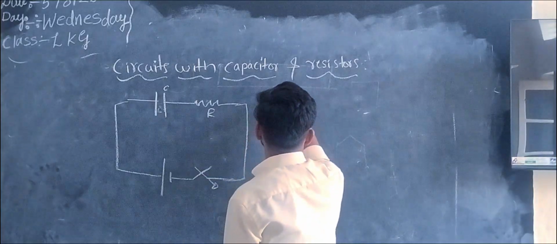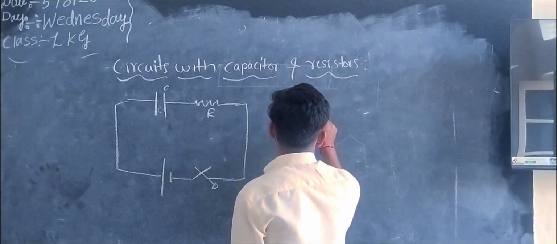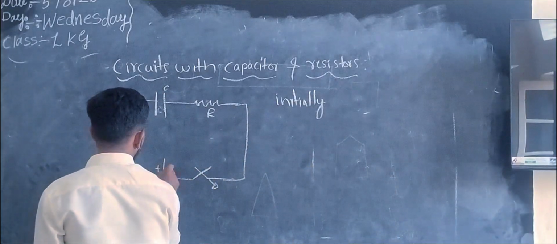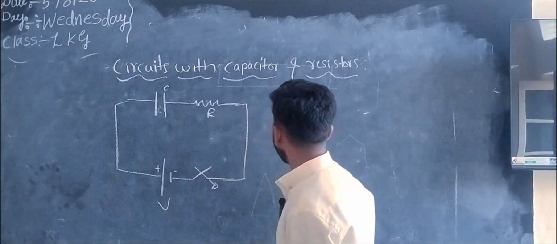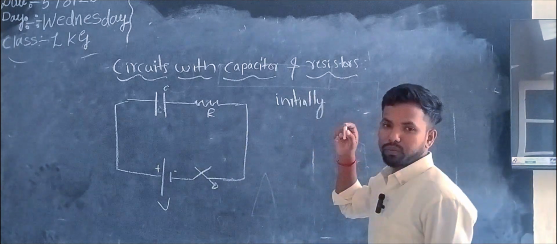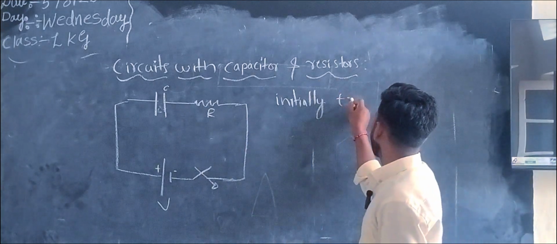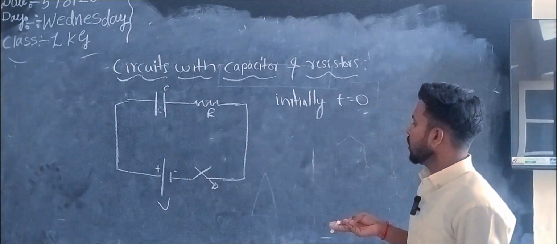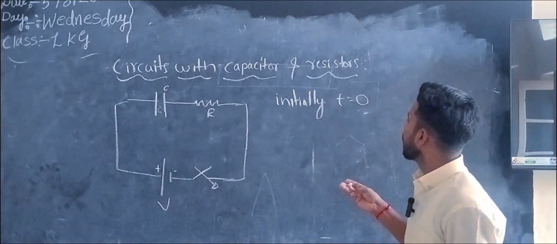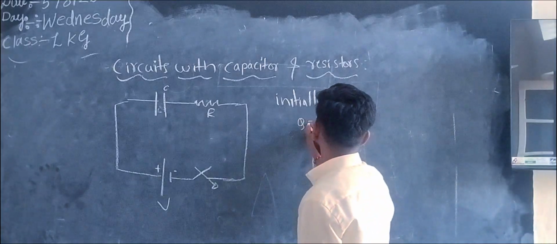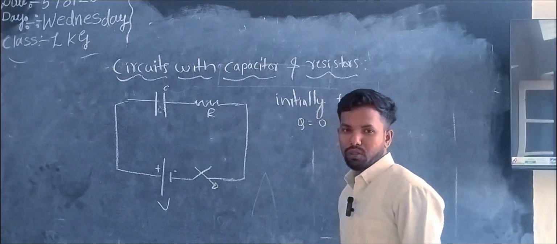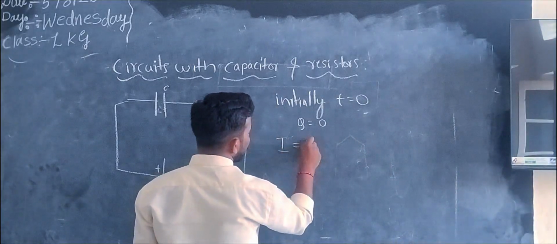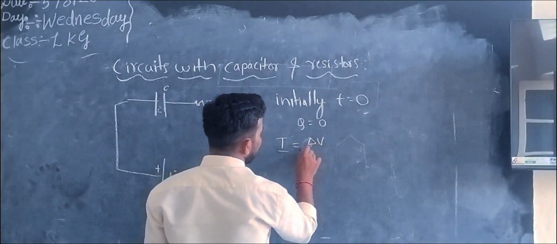Initially, means still not started the flow of charges. So that is what t is equal to 0. Time t is equal to 0. So not started means the charge is not transferred, Q is equal to 0. From Ohm's law, I is equal to delta V by R.